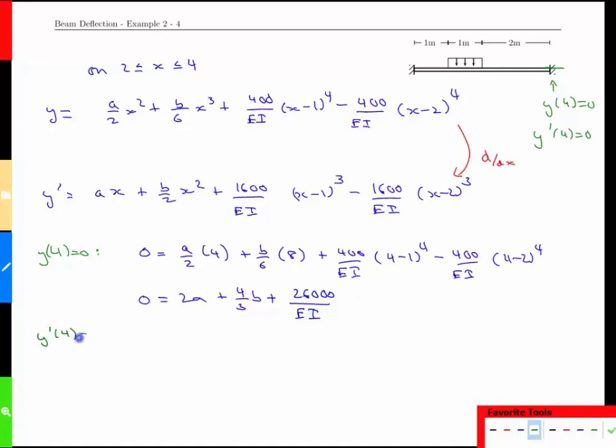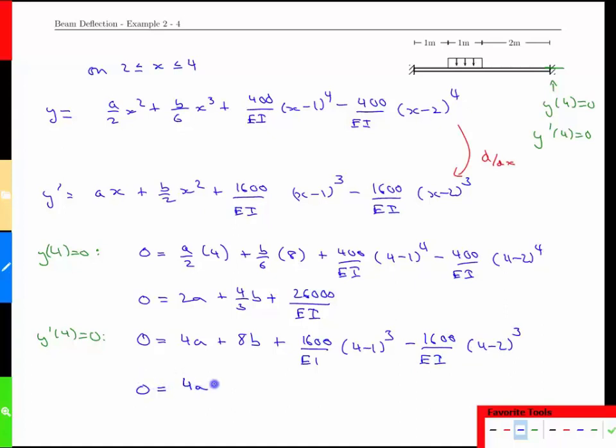Now we can use the derivative condition. That's a little easier to work with, but it'll give us 0 equals 4a plus 8b plus 1600 over EI 4 minus 1 cubed minus 1600 over EI 4 minus 2 cubed. Simplifying that, we already have the 4a and the 8b's, and expanding this term here turns out to be 30,400 over EI. Now we have two equations in A and B, they're both linear.